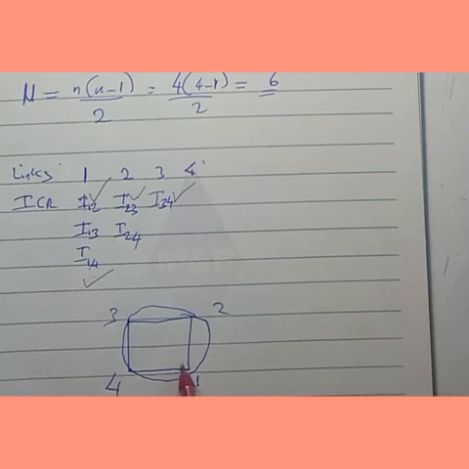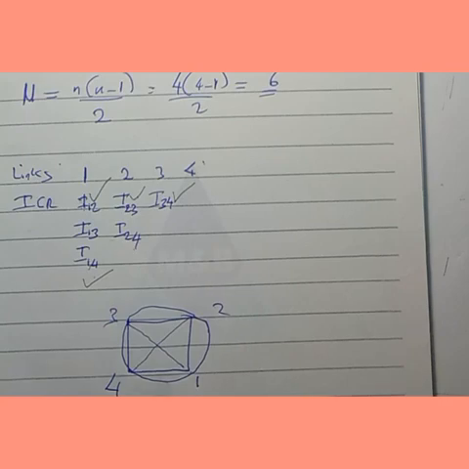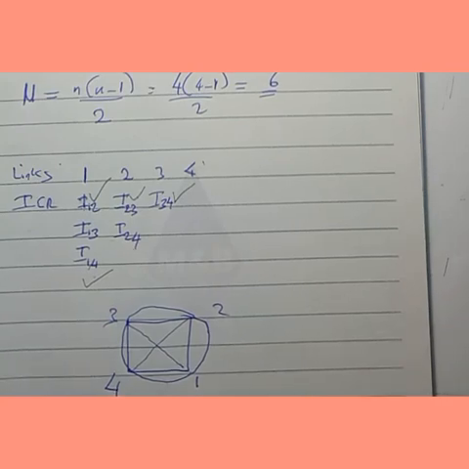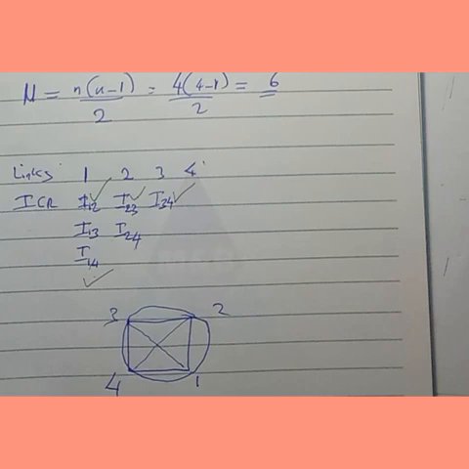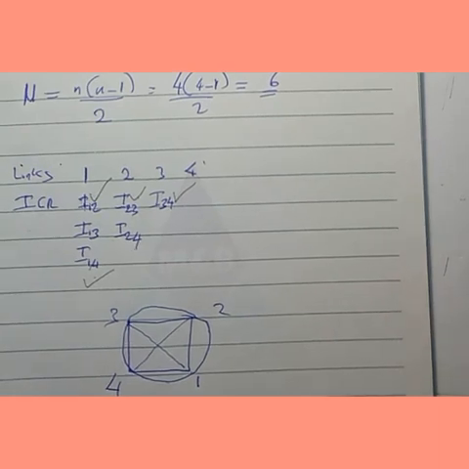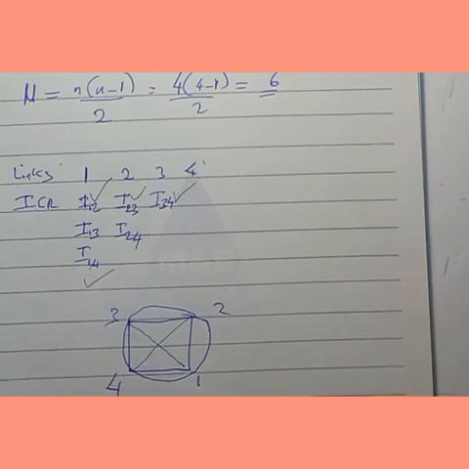So you can join 1 to 3, and then you also join 2 to 4. So now if you want to move from 1 to 3, you can either go through 1, 2, 3, or you move from 1, 4, 3. So I13 can go this way. It can also go this way. So when it goes this way, we have I23 and then I34. But when it comes this way, we have I14 and then I34.